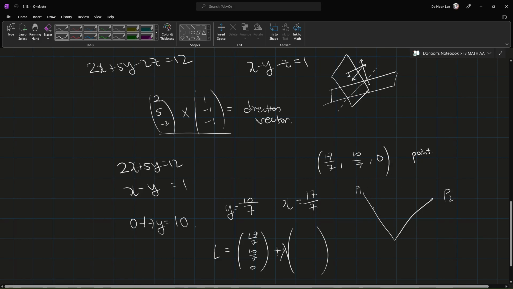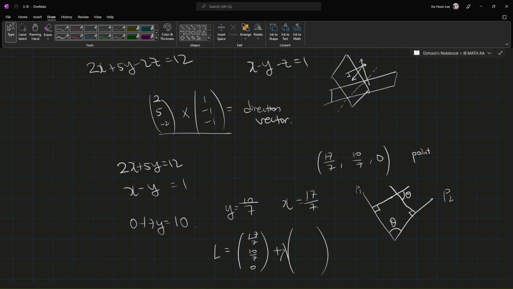Then I'm going to find the normal vector of plane 1, and also the normal vector of plane 2. If we find the angle between the two normal vectors, let's say this is theta, we can conclude that the angle between the two planes is also theta. You can try to prove why this is true on your own time.